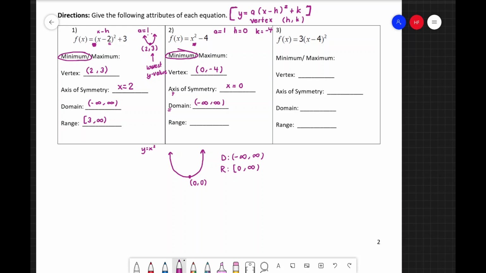The range will change. So the range, remember we're facing upwards and our lowest value is negative 4. So if we're looking at that point negative 4 as our lowest point, then we've got to start our range at negative 4. And it will go to infinity since it is facing upward.